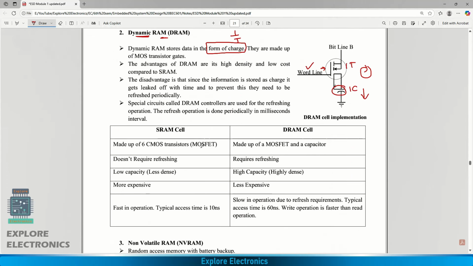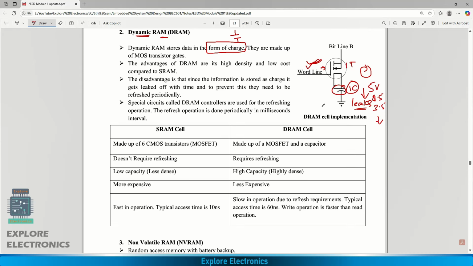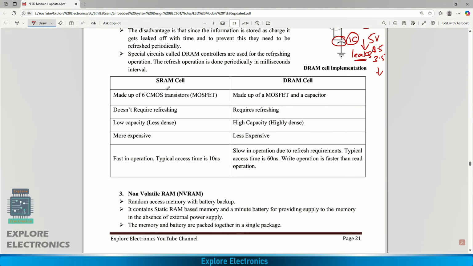But in the dynamic RAM, the data is stored in the capacitor, and this capacitor leaks, in the sense it will store for a certain amount of time. As time gradually increases, the data stored, suppose if it is 5 volts, after some time it will become 4.5 volts. After some time it will become 3.5 volts. It will keep on reducing. So what we need to do, again and again we need to write the capacitor to store the value. So we call it refreshing. We need to refresh the data. That is the major difference between SRAM and DRAM.